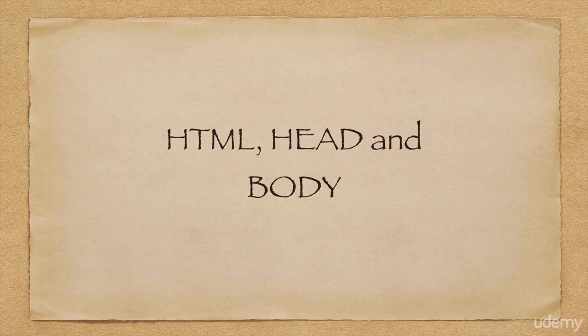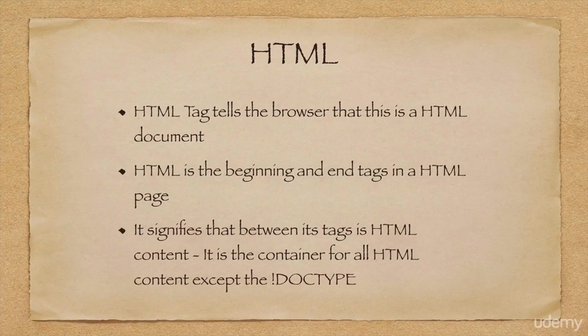So the next thing that we want to go through are the HTML tag, the head tag, and the body tag. So a HTML tag tells the browser that this is a HTML document. Remember, the doc type tells it what sort of version it is and what type of document it is, but this tells it that it is a HTML document.